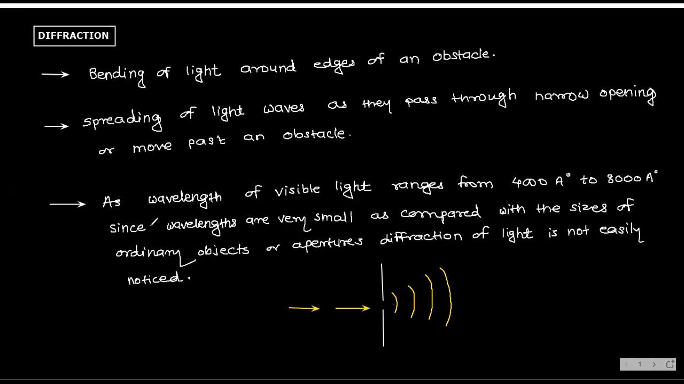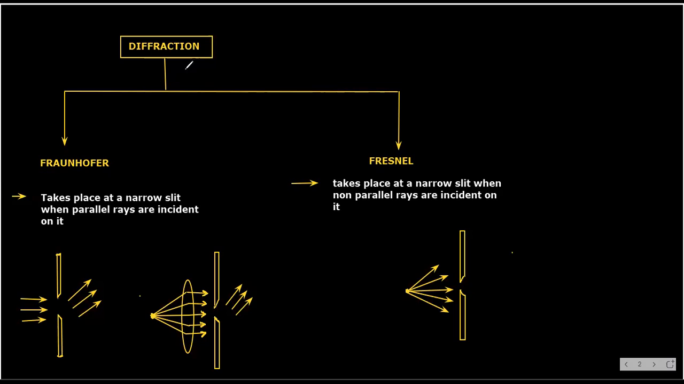Right? So now how many types of diffraction are there? First you understood what is diffraction. Now types of diffraction. There are two types. First one is Fraunhofer, another one is Fresnel. In Fraunhofer diffraction, when parallel rays are incident on it, then it is Fraunhofer diffraction. Means whatever diffraction is taking place because of the rays which are incident parallel on the slit or knife edges, or on an obstacle, then that is Fraunhofer diffraction.